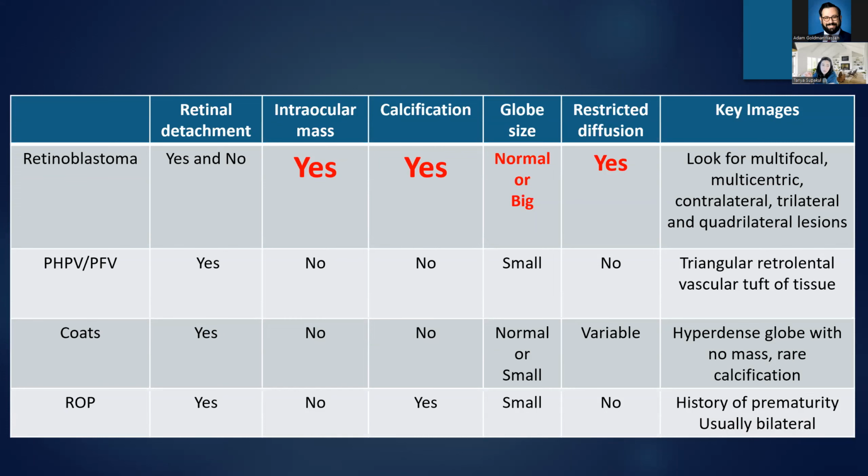So retinoblastoma is the main thing: intraocular mass, calcification, normal to big globe size, and also restricted diffusion. While other conditions usually have a normal to small globe, or some deformity of the globe, and have some calcification from dystrophic calcification or retinal hemorrhage.